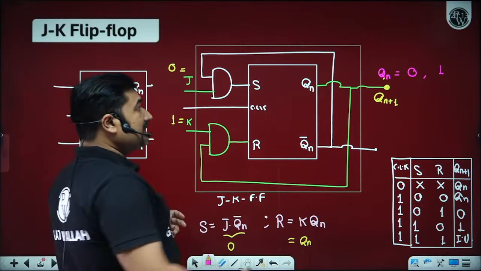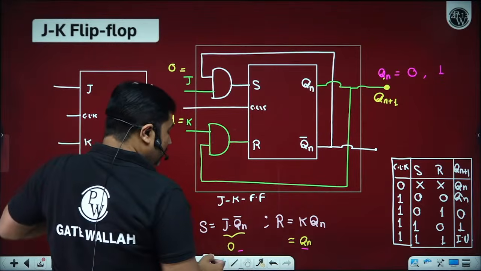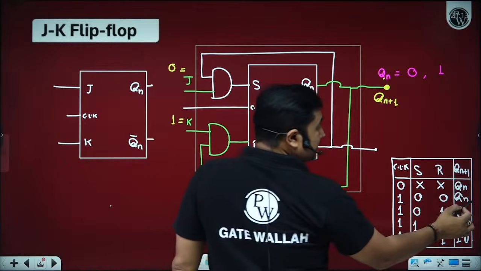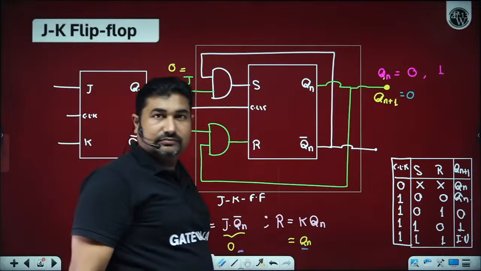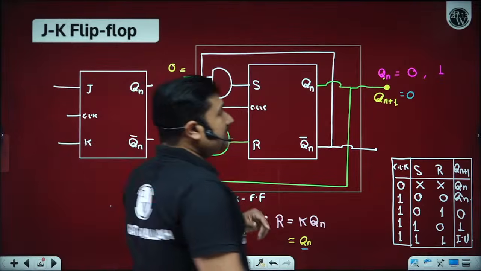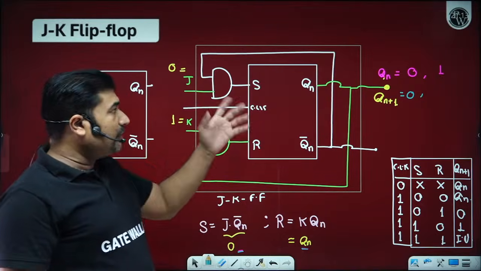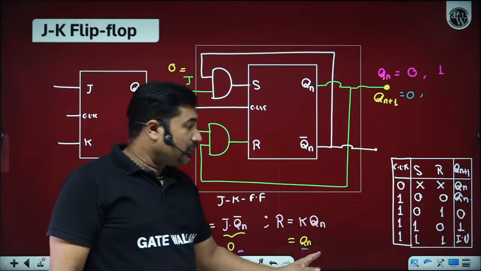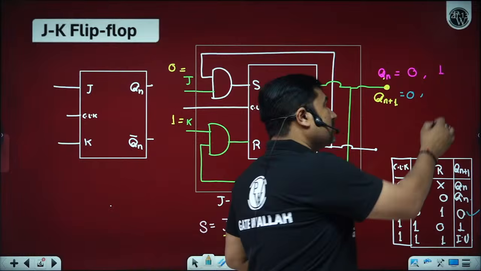Sir, if the present state is 0, we are getting 0 here. And for 0, 0, we all can see that the SR flip-flop is in a hold state. So it will remain 0 only. Is it okay? In case Qn is equal to 1, then what happens? Sir, this will become 0, 1. 0, 1 in an SR flip-flop is a reset state. Then also it is 0.